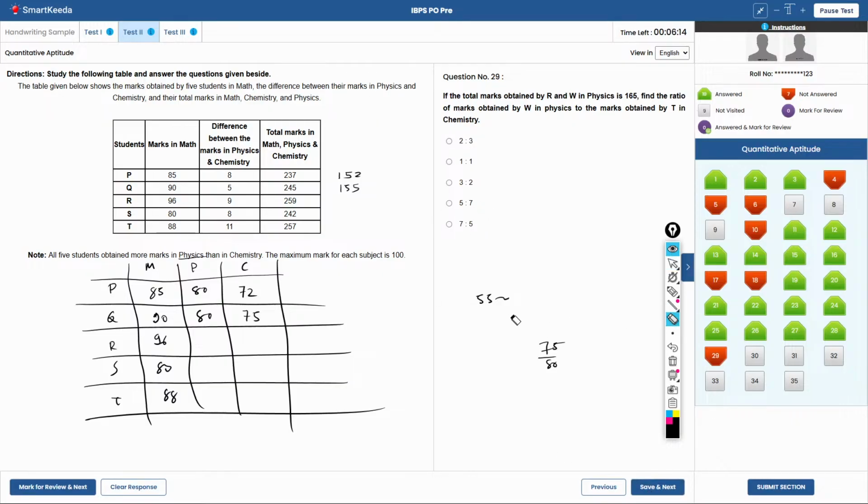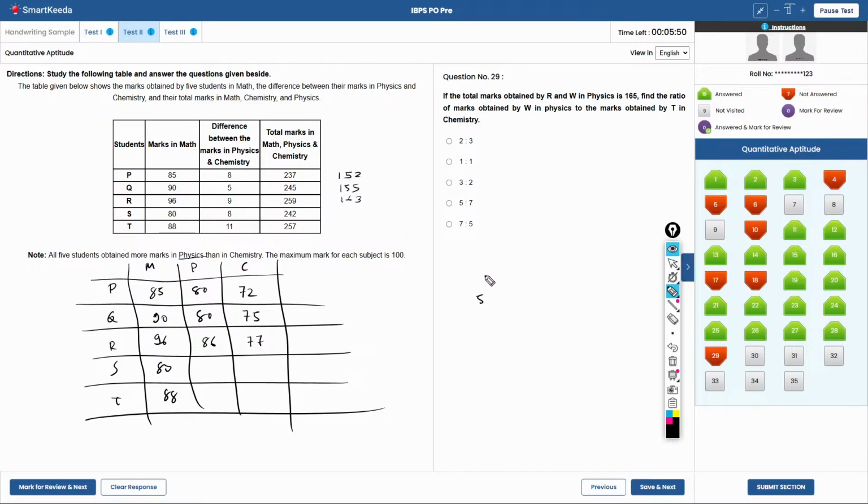Total marks obtained by R and W. Okay, so I have to calculate R in physics. This is going to be 3 and 16. So 172. 172 practically means 86 and 9 less. So 77, 662, 9. Okay, unit digit matching.